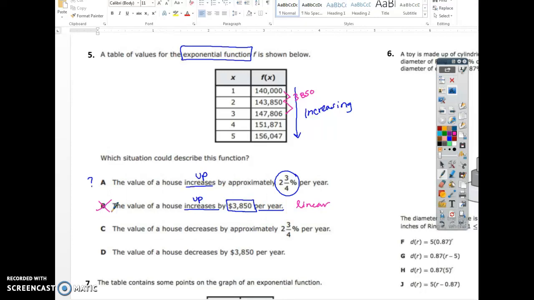Letter C says that the value of the house is decreasing. It's going down. And we know that that's not true. Okay, the value of the house is increasing. The numbers are getting bigger. So it cannot be C and it cannot be D. So the only other answer that it leaves us with is A.